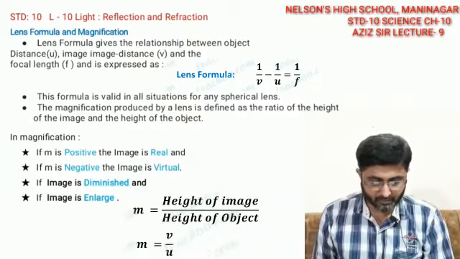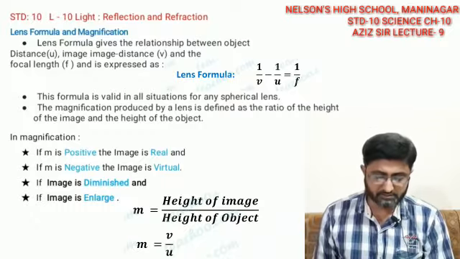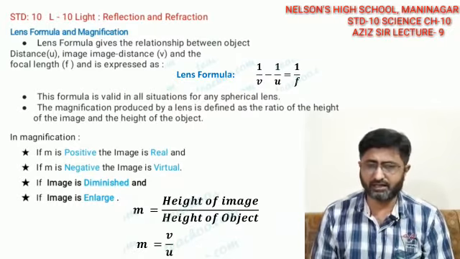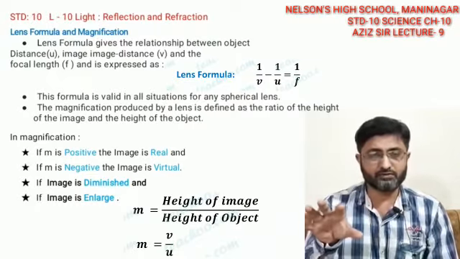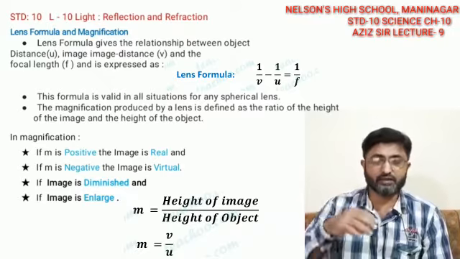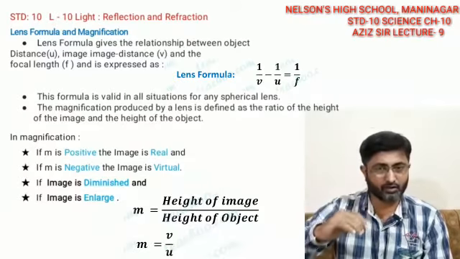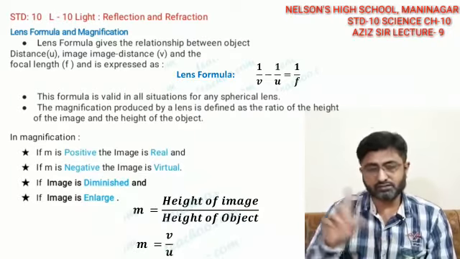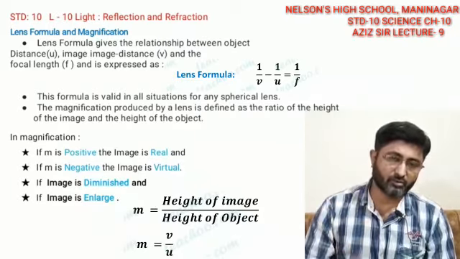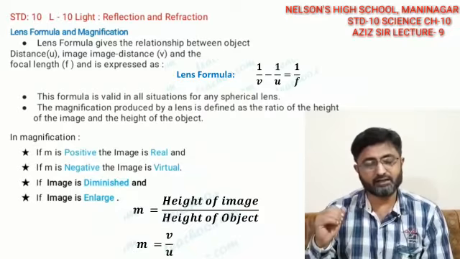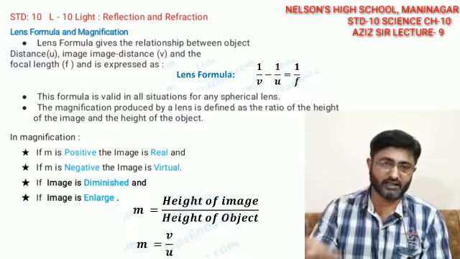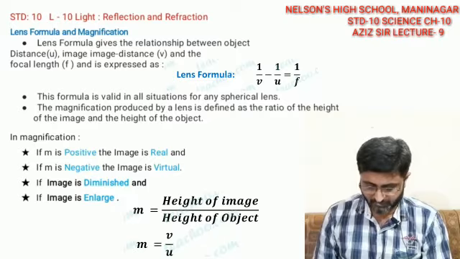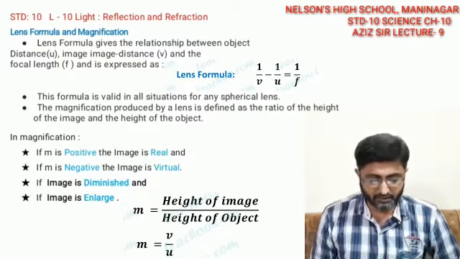Now magnification is also in the same manner, slightly different, just everything you will see is the same, that is height of the image upon height of the object, that is h dash upon h, which is equal to distance of the image upon distance of the object. Only the thing is that in terms of mirror it is taken as negative, in terms of lens it is taken as positive.